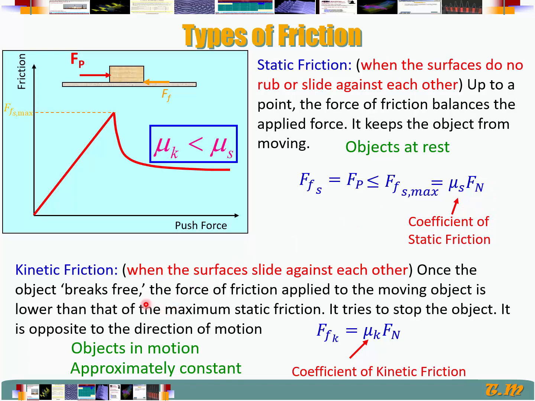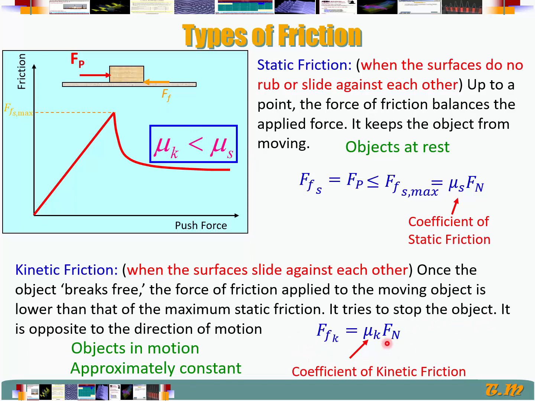Now, kinetic friction is when the surfaces slide against each other. When there is motion, they are sliding. They have to be sliding against each other after they break free. Now, normally, in most cases, kinetic friction is smaller than the maximum static friction. What kinetic friction tries to do is stop the object from moving, so it is opposite to the direction of motion of the object.